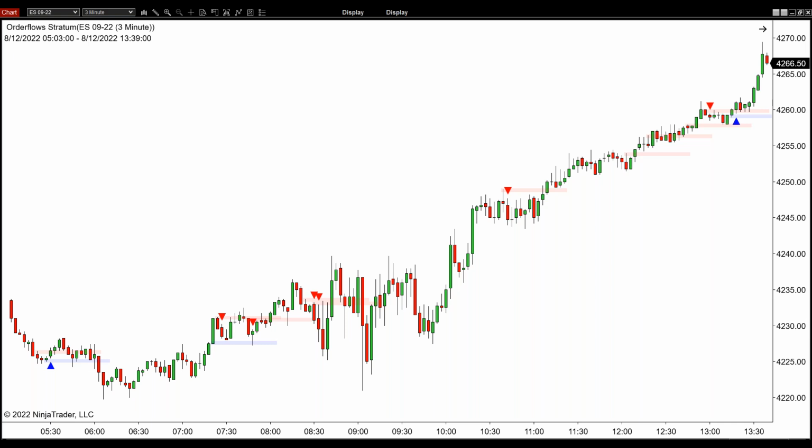Jerry asks, for the footprint chart, would it be possible to have a horizontal line going across the chart for an imbalance until the price touched it in the future? Yeah, that would be something for the next version of Orderflows Trader.